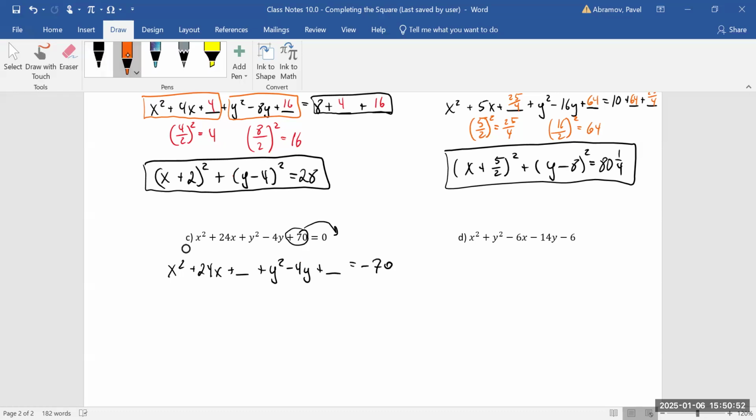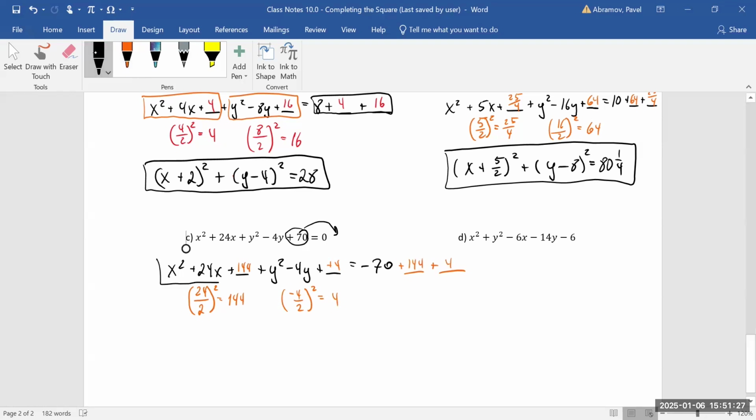So we're going to do the same thing as we've been doing before. Take the middle term, which is our b. So 24 divided by 2 squared, which is 12 squared or 144. And then negative 4, well, once again, it doesn't matter if it's negative or positive because we're going to square it. So negative 4 divided by 2 squared, so it's going to be negative 2 squared, which is 4. But please don't forget that these two numbers have to be also added on the left side. So we'll have to add 144 and 4.